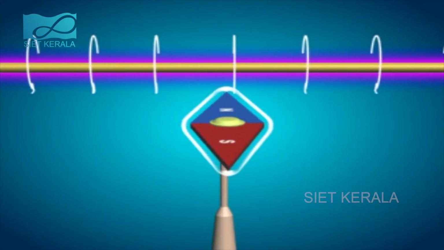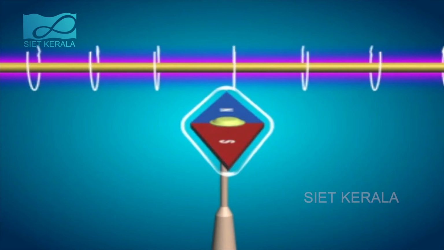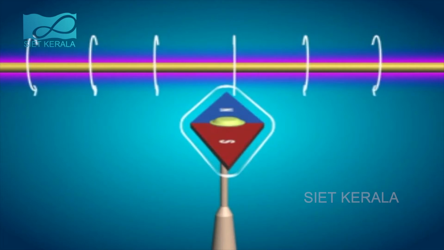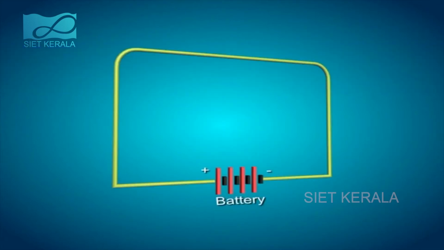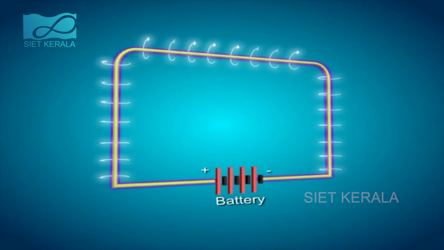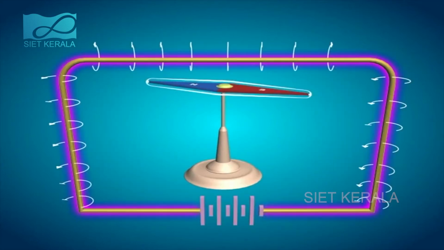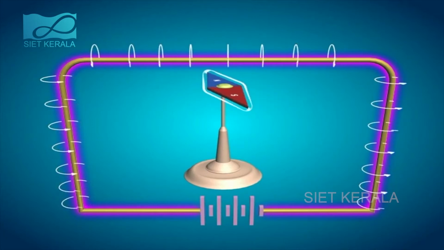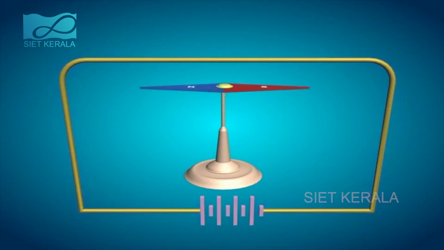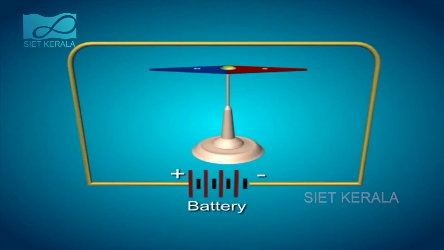The deflection of the magnetic needle is because of the interaction between the magnetic field produced around the current-carrying conductor and that of the magnetic needle. This proves that the magnetic field is developed around a conductor when an electric current passes through it. When the electric current is stopped, the needle comes back to its original position and there will be no deflection. That is, the magnetic field is temporary.